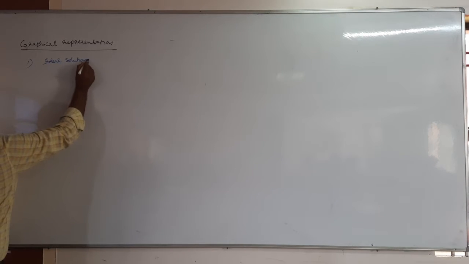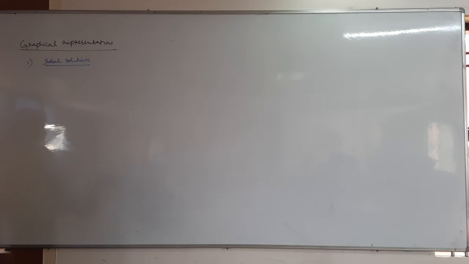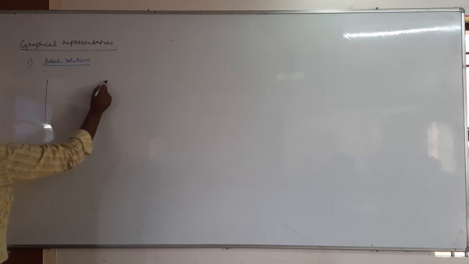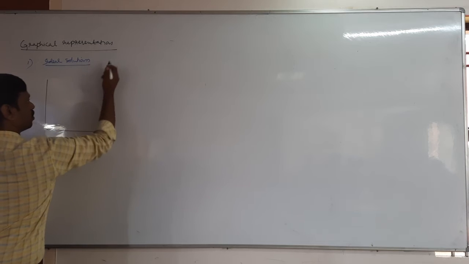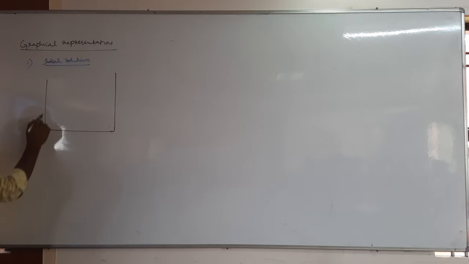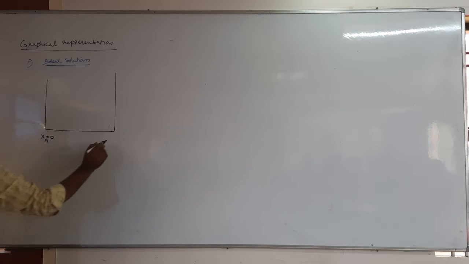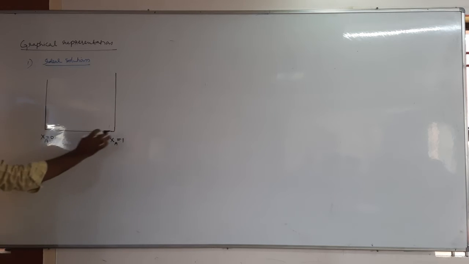What are ideal solutions? The solutions which obey Raoult's law. Therefore, draw the graph for Raoult's law. That is nothing but ideal solution. Okay. And tell me, for ideal solution, let us take mole fraction on x-axis. It is XA equal to 0 here. Here XA equal to 1 because the mole fraction increases, it becomes 1 here.